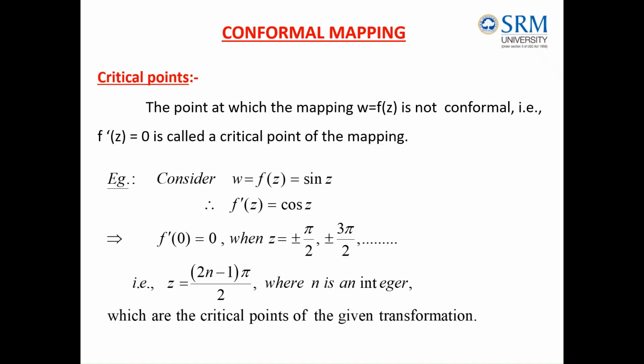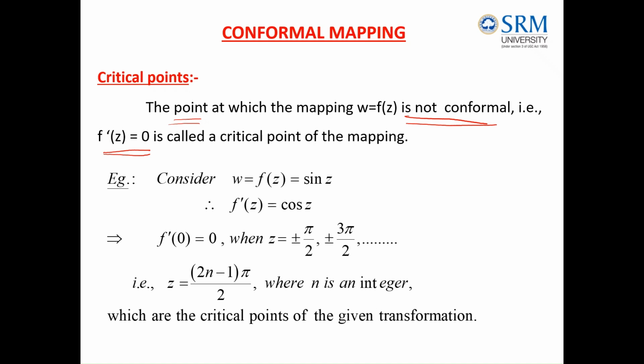Next comes the definition called critical point. The points at which the mapping W equal to f of z is not conformal are called critical points. That is, f dash of z equal to 0 at any point, those points are called critical points.